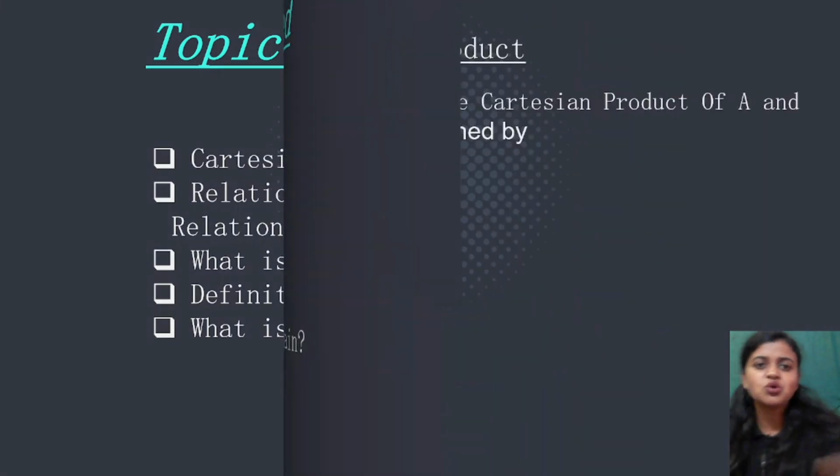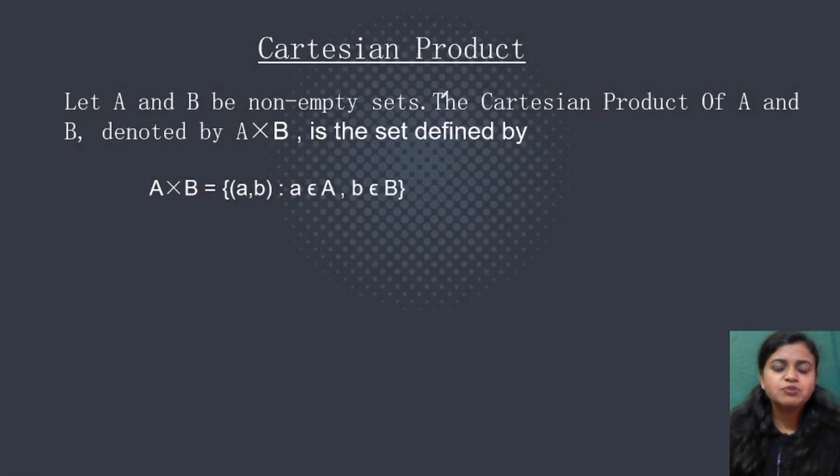Okay, so what is Cartesian product? Before starting the chapter Relation, we need to understand what is Cartesian product. Let A and B be non-empty sets, and the Cartesian product of A and B is denoted by A cross B. This is called cross. It is a set defined by A cross B equals {(a, b) : a belongs to A and b belongs to B}.